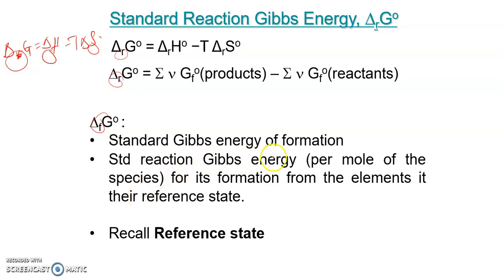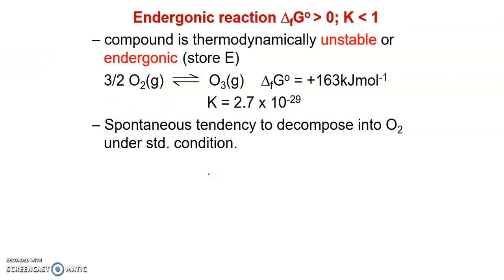Here is the standard Gibbs energy of formation. The standard reaction Gibbs energy per mole of the species is for its formation from the elements in their reference state. So here is just a definition of delta G naught, the formation Gibbs energy. You can read this one by yourself.